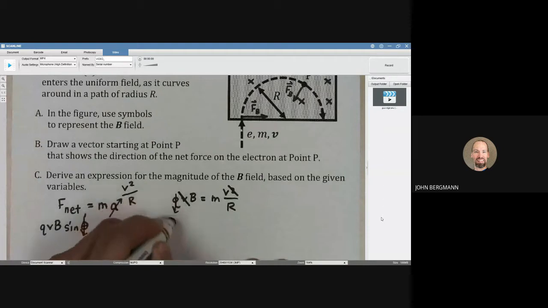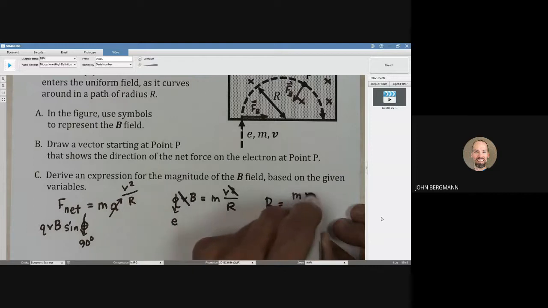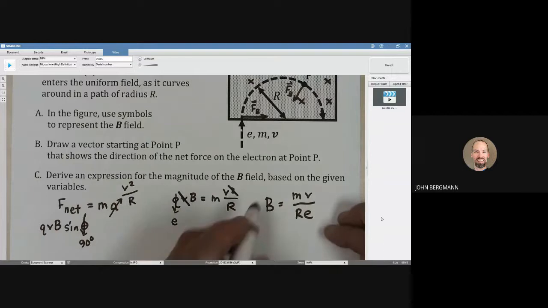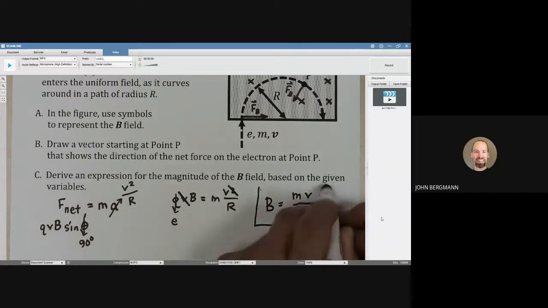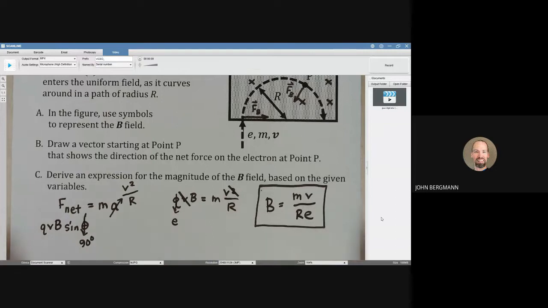That q, I'm going to write it as e. And we want an expression for the magnitude of the B field. I think we need to divide both sides by e, and let's see what that gives us. B equals m times v divided by r, divided by e. We were told at the beginning that we know what m is, we know what r is, we know what v is, and we know what e is. There you go. That will be the magnitude of the magnetic field for this case.